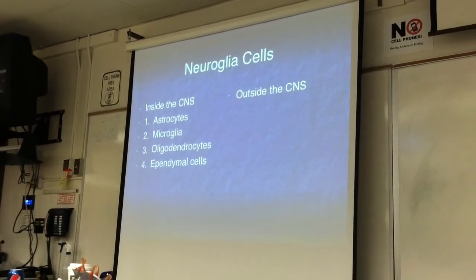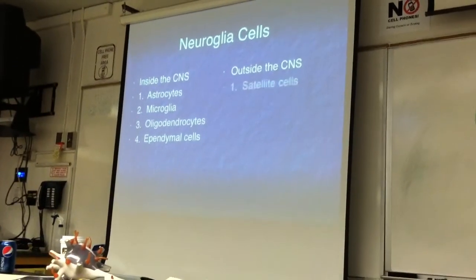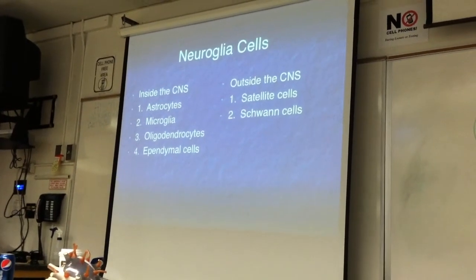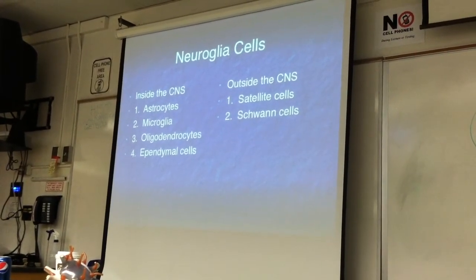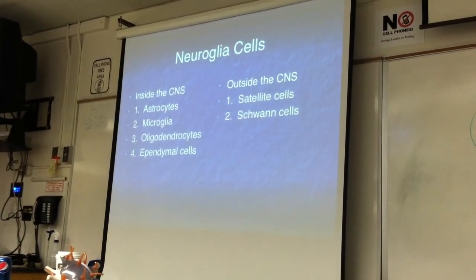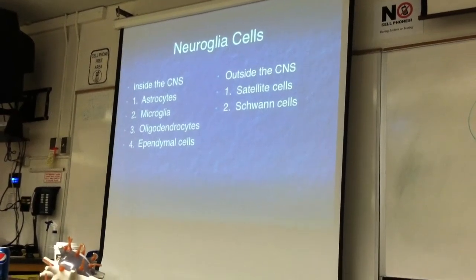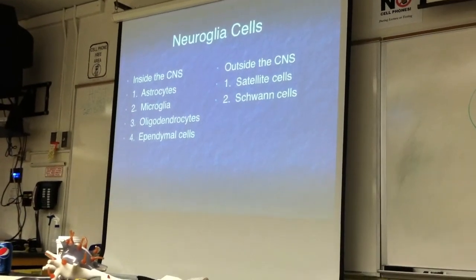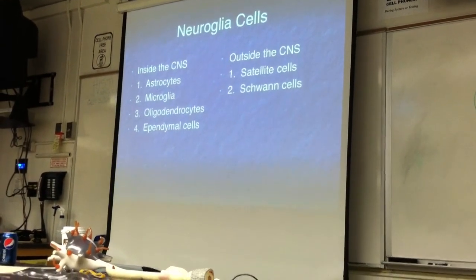Outside the central nervous system, in other words, in the peripheral nervous system, there are only two kinds of support cells. Satellite cells and something called Schwann cells. This is an eponymous name, a person's name. And as you'll see when we get into this, it gets changed a little bit.